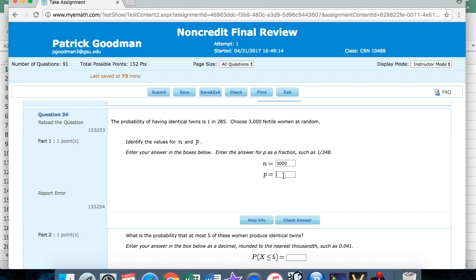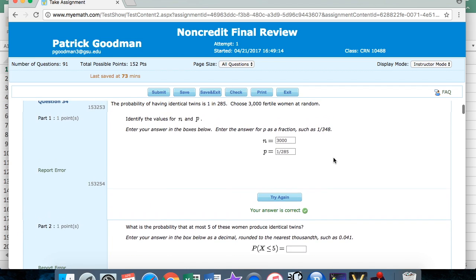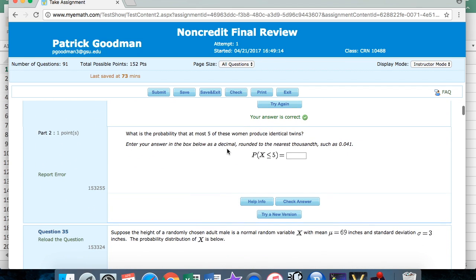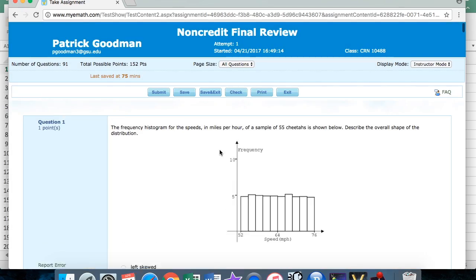My p, that is just the probability. So 1 out of 285. It says enter p as a fraction. So 1 divided by 285. Okay? And that's all the magic for that part. So that should be a gimme right there. So easy part. Then here comes the harder part. What is the probability of having at most 5 of these women?